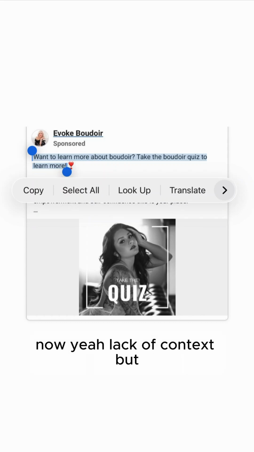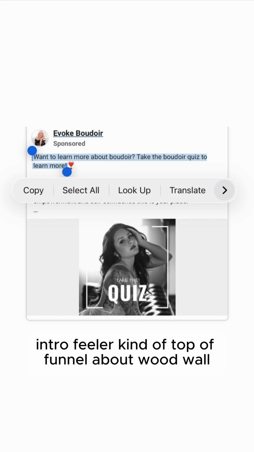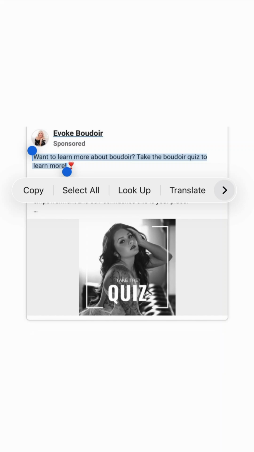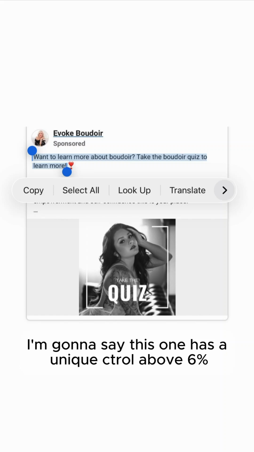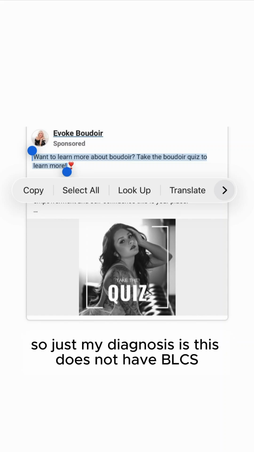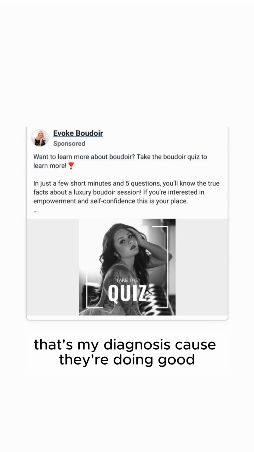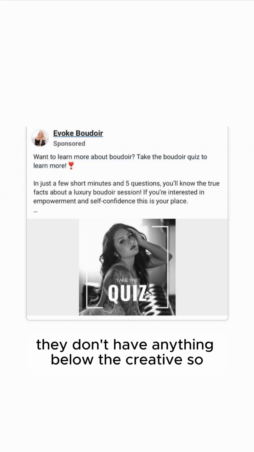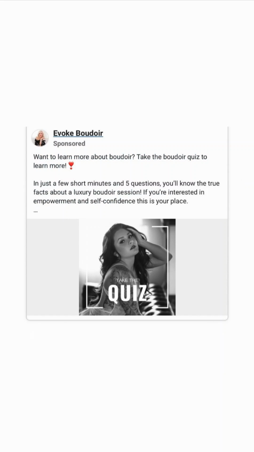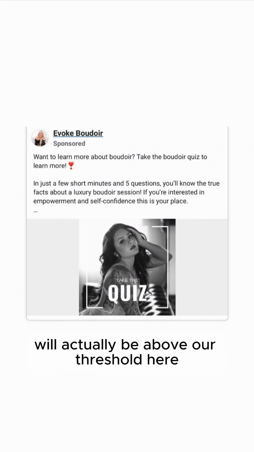Now, yeah, lack of context, but it's kind of an intro feeler, kind of top of funnel about Boudoir. So I'm gonna say this one has a unique CTR above 6%. So my diagnosis is this does not have BLCS. This does not have Boudoir low click syndrome. That's my diagnosis. Because they're doing good, they don't have anything below the creative. I believe this one will actually be above our threshold here.